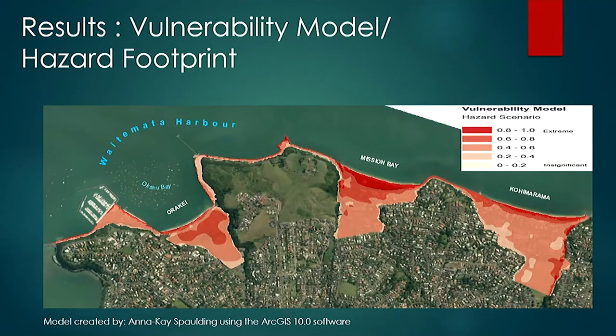Ladies and gentlemen, I present to you the model that I created using the GIS system. Now, remember I spoke to you earlier, Ron, in terms of identifying the level of exposure, where zero gives you the lowest vulnerability, and one is most extreme, or the highest vulnerability. And from the map, we can see that Mission Bay area, Korimahamaha, is most exposed, and Oraki is less exposed because the Oraki area has more structural mitigation measures in place.